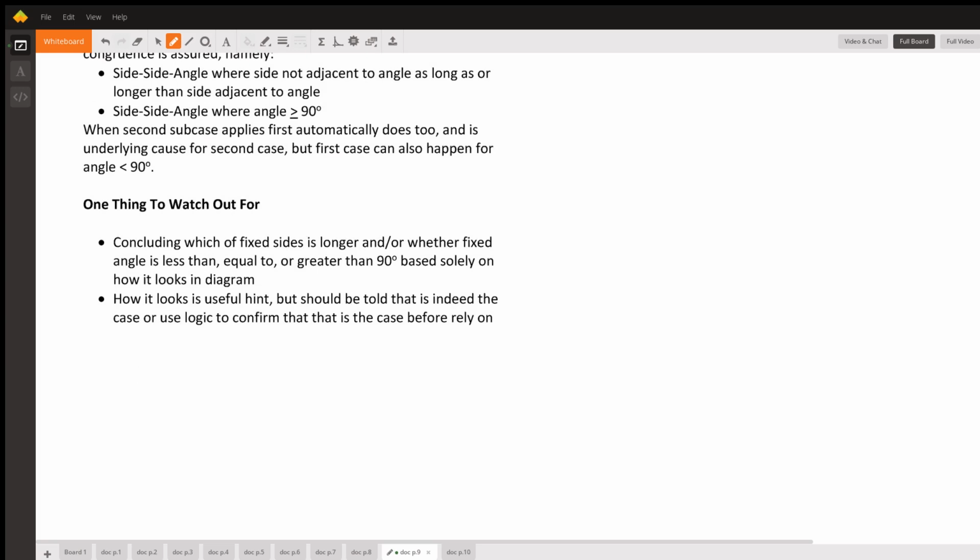One thing to watch out for, a reminder that's true in all of geometry really, is if you look at one fixed side that looks longer than the other, or whether the angle is 90 or more or less based on how it looks, that's not a good idea. It can give you a useful hint, but you should not rely on it, because the diagram may not be accurate, and it may not be accurate on purpose to force you to realize, no, don't trust that. You've got to prove it.